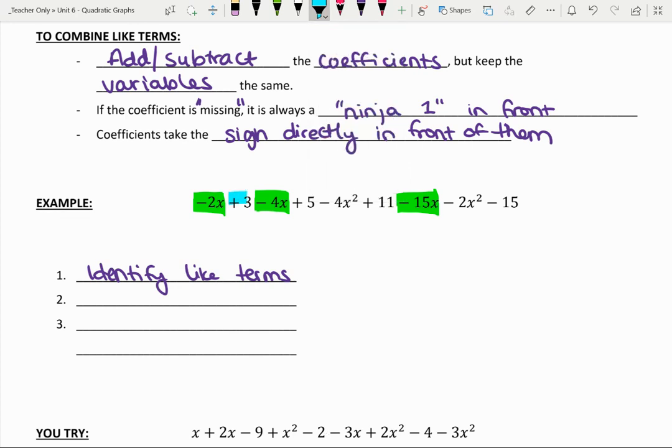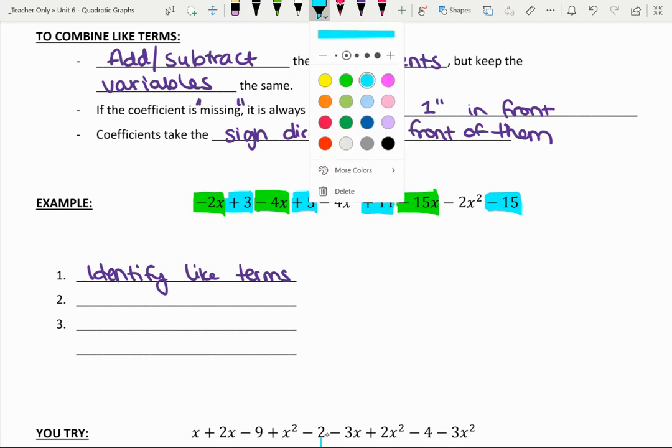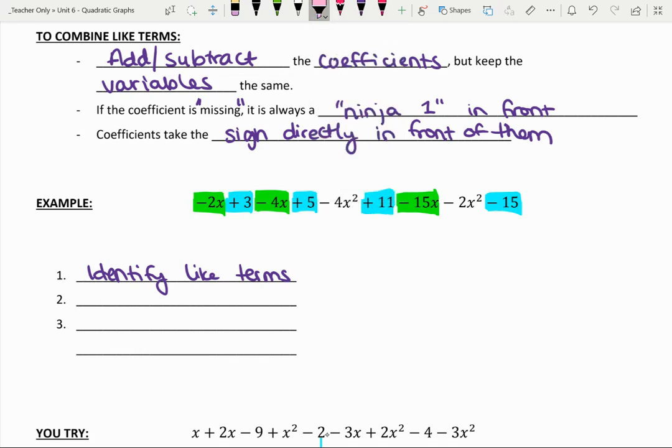Some other like terms: a positive 3 doesn't have any variable with it, so it's a like term with the 5 and the negative 15 and the 11. Oops, I missed the 11 in there. And then finally our squares there, negative 4x squared and negative 2x squared. So notice that with all of these, I'm trying to capture the sign in front of the number as well. So once we know what our like terms are, then we're going to combine by either addition or subtraction, depending on the sign.